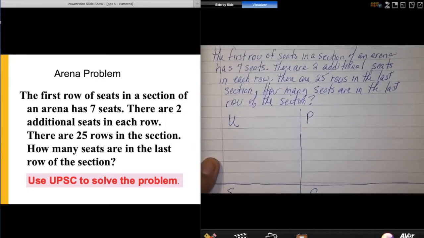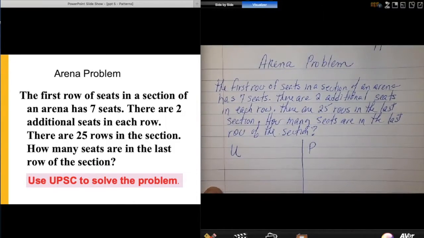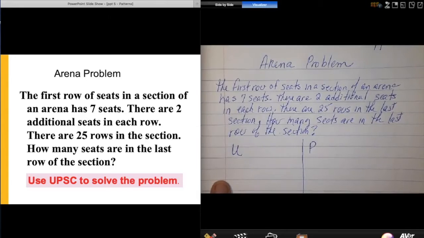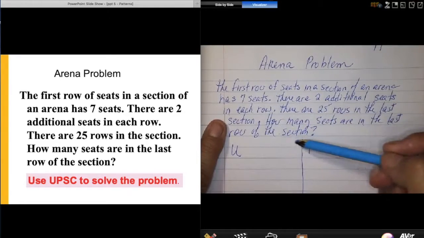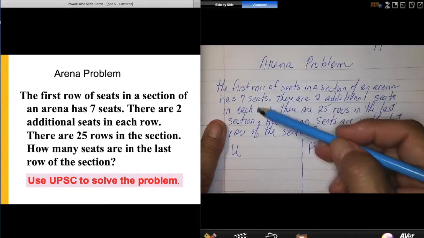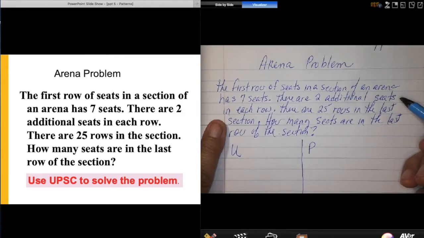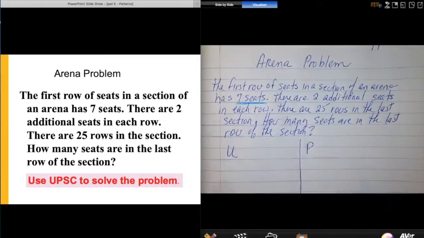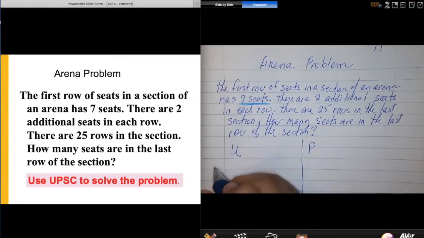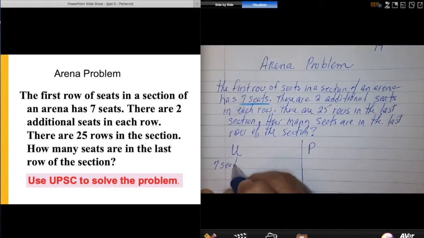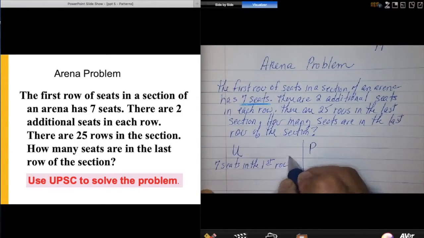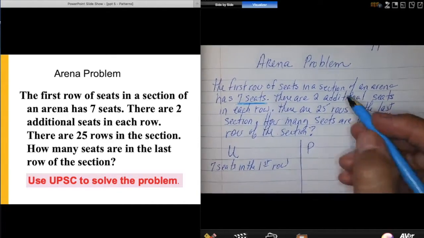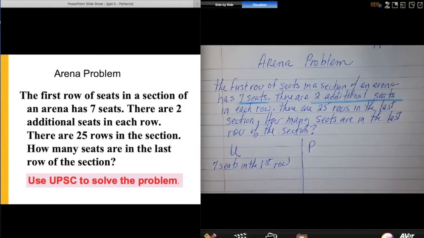Okay, let's look at the first one, which is U for understand. So if you were reading this problem, you would ask your students to underline key important information. We are not going to copy the whole word problem over again because we already have it here. So we know that the first row of the seats in a section of an arena has 7 seats. So that's important. So there are 7 seats in the first row. There are 2 additional seats in each row.